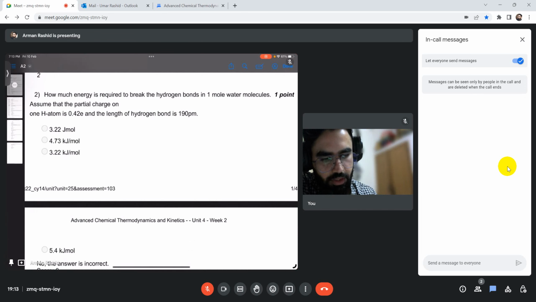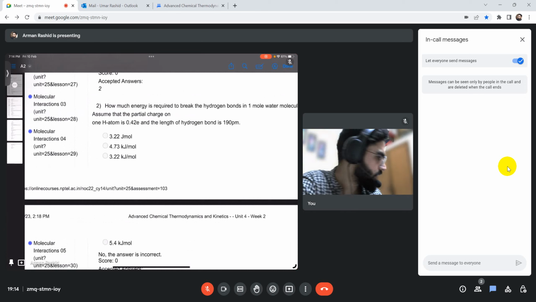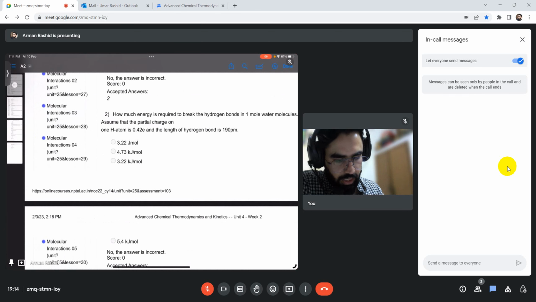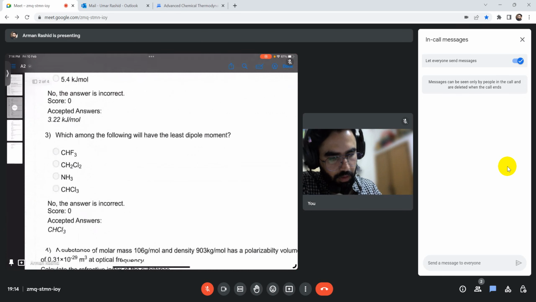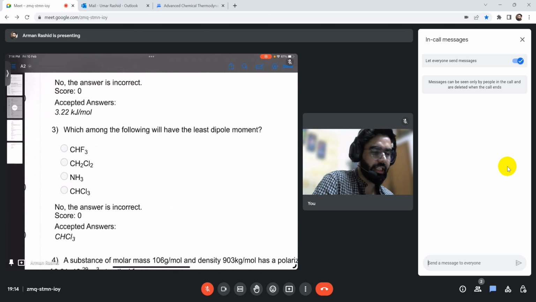Okay, so this will be the right answer. Okay, now we'll go to the next problem. Which of the following have the least dipole moment?